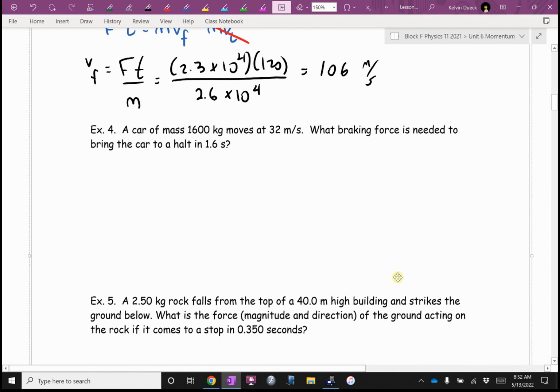Example 4. A car of mass 1600 moves at 32 meters per second. What braking force is needed to bring the car to a halt in 1.6 seconds? Again, I would have no problem if you said, oh, they want a force, F equals what? Everybody? And there is enough information there for you to find A. But what I would say is, because they also gave you some velocities and some times, you can combine that all into one equation, the impulse equation. You can say, you know what? Impulse equals impulse.